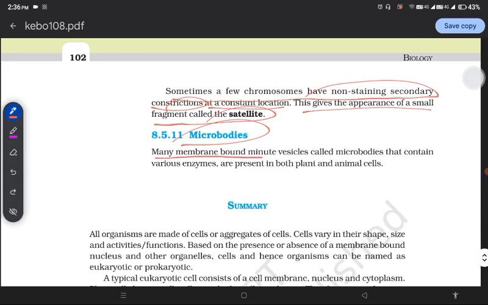Many membrane-bound minute vesicles called microbodies, which contain various enzymes, are present in both plant and animal cells.